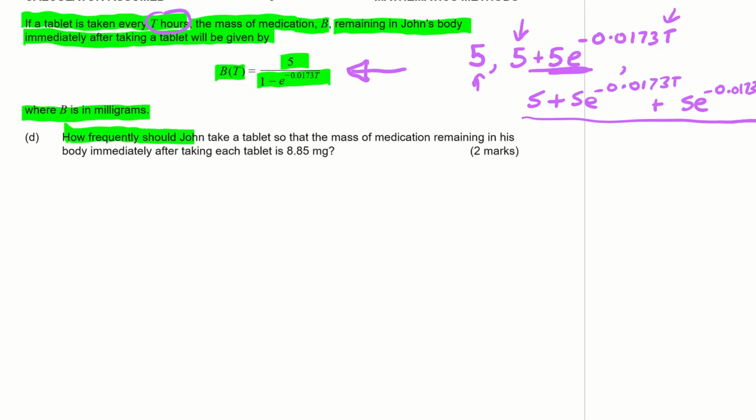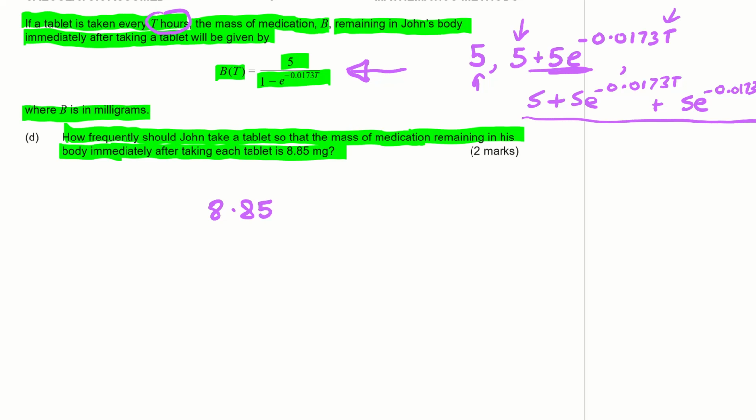How frequently should John take a tablet so the mass of medication remaining in his body immediately after taking each tablet is 8.85 milligrams? All we need to do is set B equal to 8.85, and that's over 1 minus e to the negative 0.0173t, and just solve that. And you can see that I have done that on my class pad over here, and I get t is equal to 48.11 hours. They accepted 48.